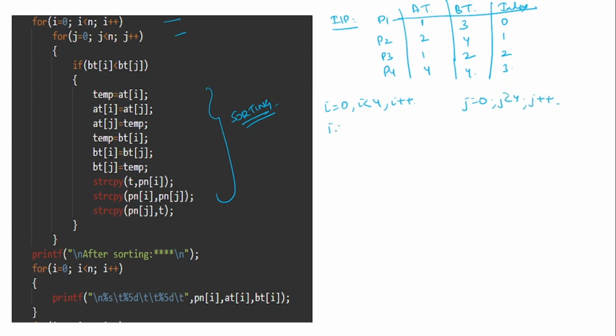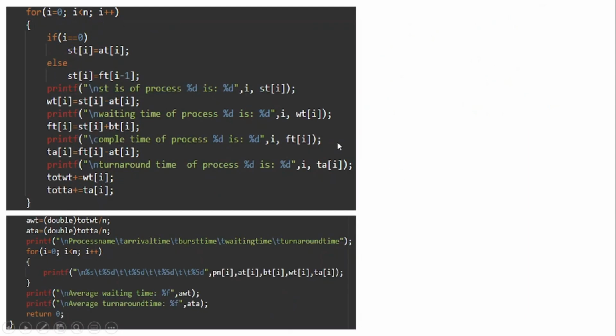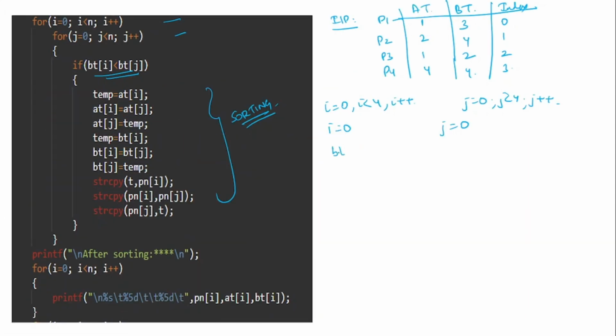So first i is 0 and j is also 0. Then I move to this line. I see burst time. I say burst time of ith, that is 0, is less than burst time of again jth, which is 0. So again in both the cases the time is same, that is 3 is less than 3, which is not the case. So this loop is not executed, and the compiler comes here and the value of j is incremented, j is 1 here.